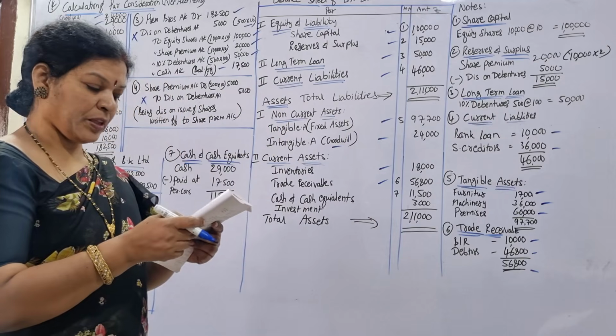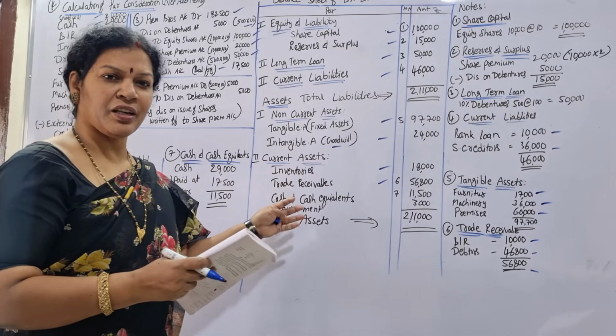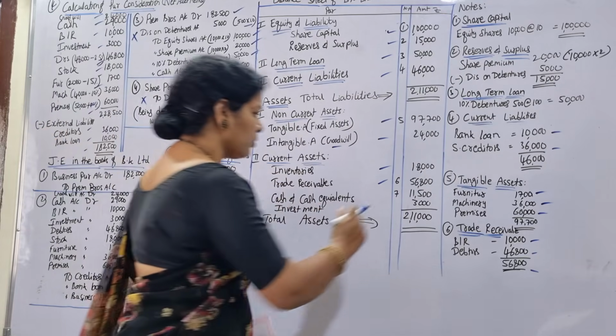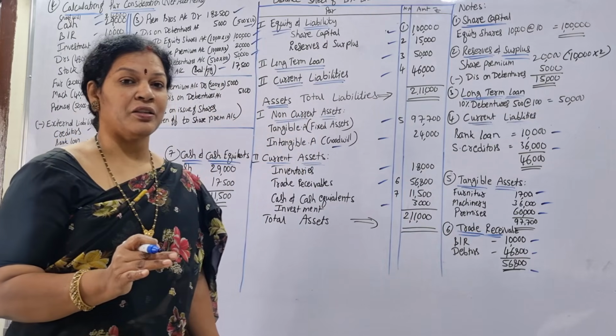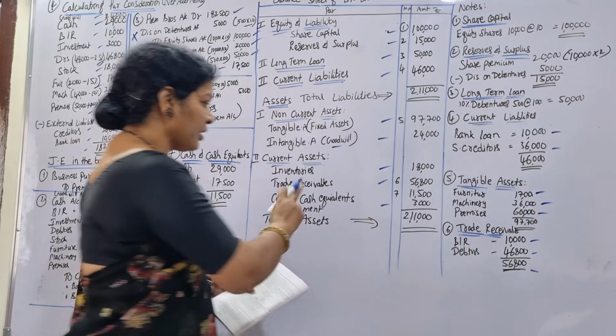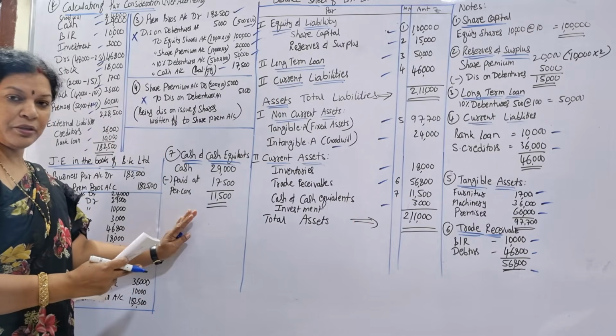Then after that, investment is there. Investment 3,000. Now we assume that it is a current asset, short term investment. So that is why I have written here. And now coming to cash and cash equivalents, in note number 7 we are showing.